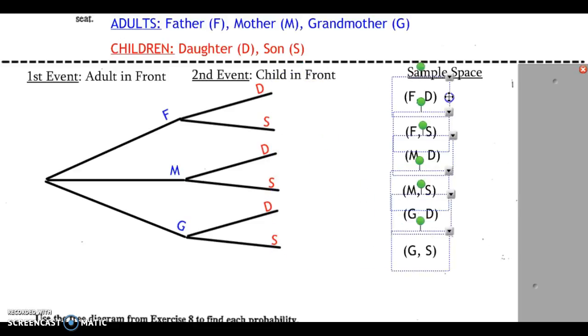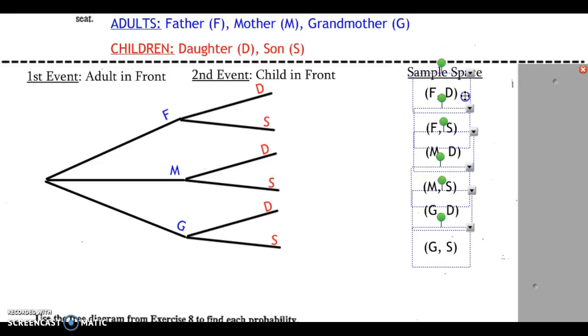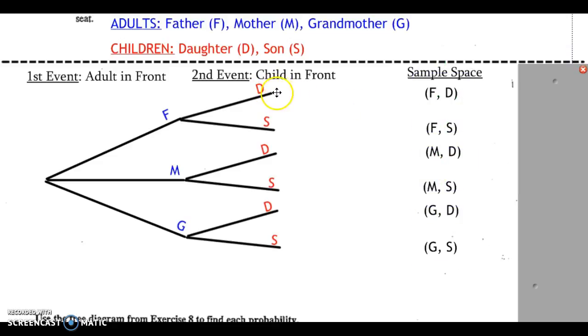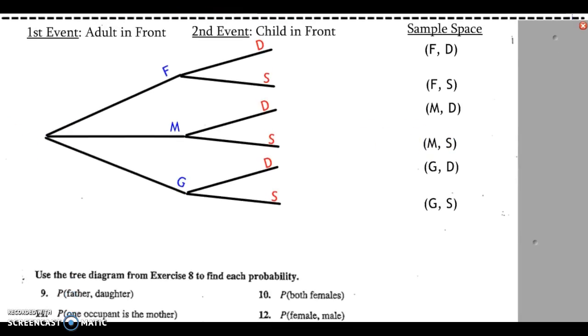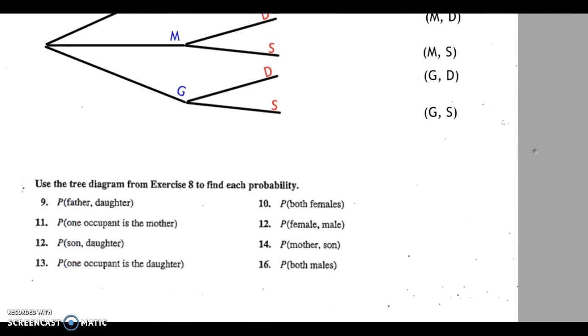We're going to move these over here into what's called sample space, but understand that at the end of this stalk, at the end of this leaf, I guess you could say, in the tree diagram, that corresponds to father and daughter. This leaf corresponds to mother and son, etc. Now, it asks us to use the tree diagram to find each probability.